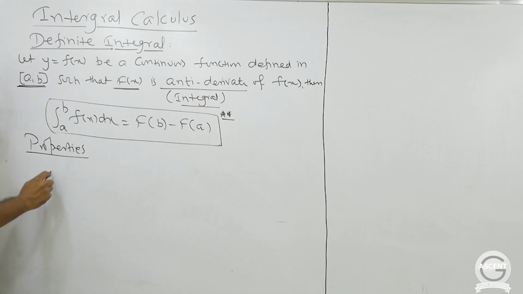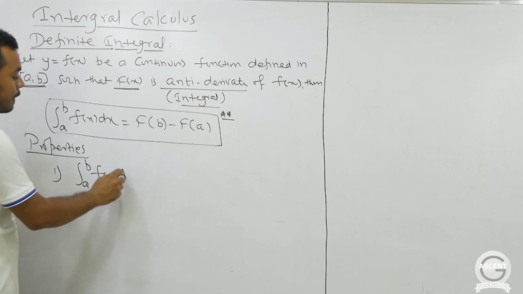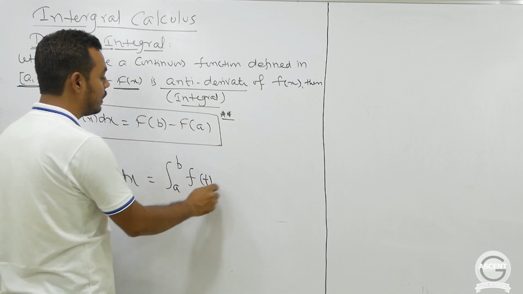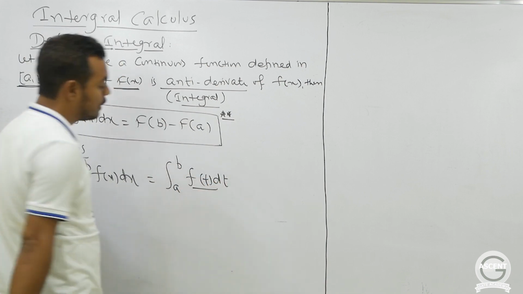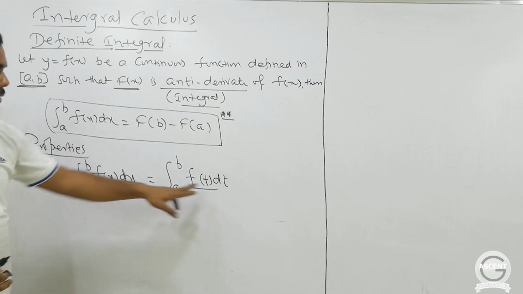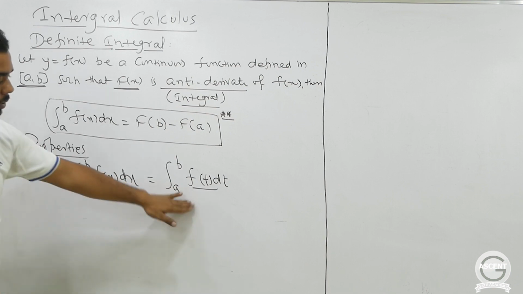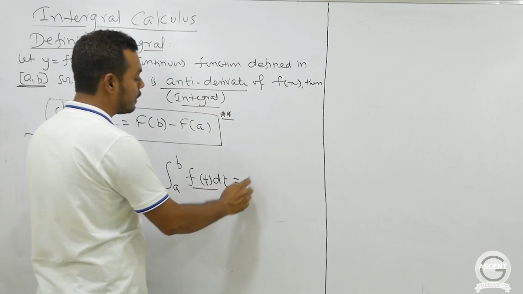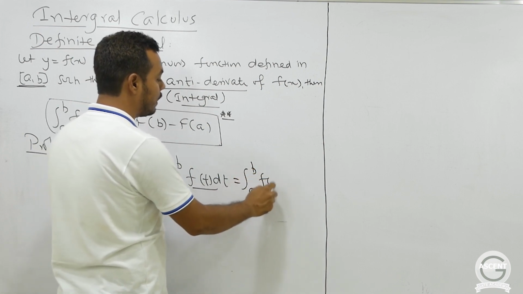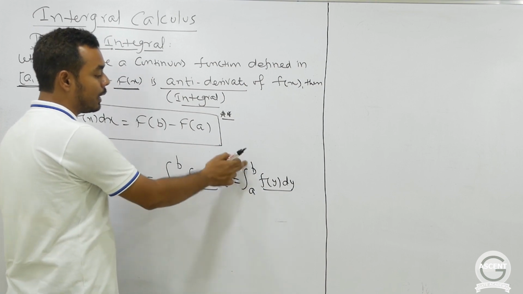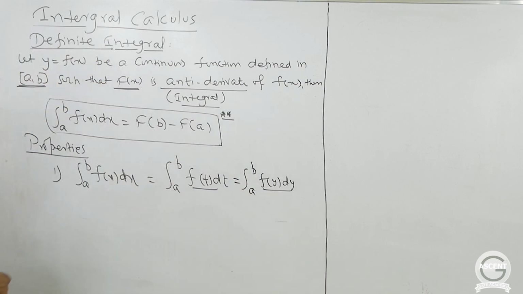So the first property is that integration from a to b of f(x) dx is the same as integration from a to b of f(t) dt, and this property is obvious because whether your variable is x or t, ultimately you have to write the lower and upper limit in place of the variable. So whether this variable is x or t or some other variable y, this will not make any difference. The value of this integral will remain the same as long as you have the same function and the same lower and upper limit. So this is the first property.